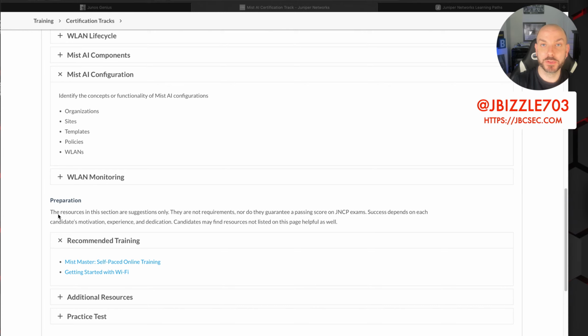Don't sleep on the Bluetooth component of this and the Mist AI stuff, because you will see that brought up a bit. So you want to understand what devices support Bluetooth and what are the reasons that you would want to use Bluetooth, and the services that the Mist AI access points are able to provide over Bluetooth.